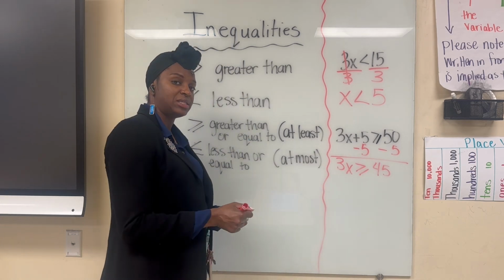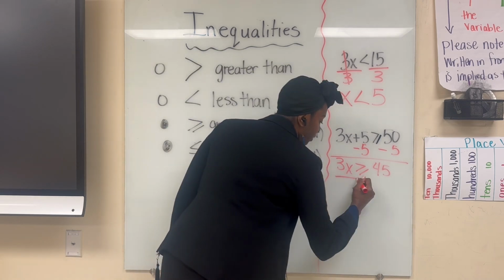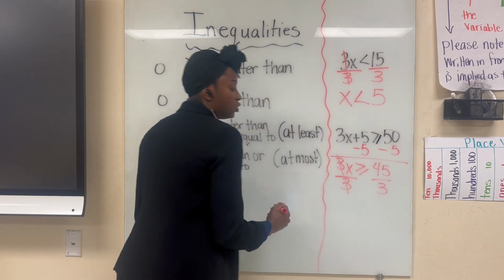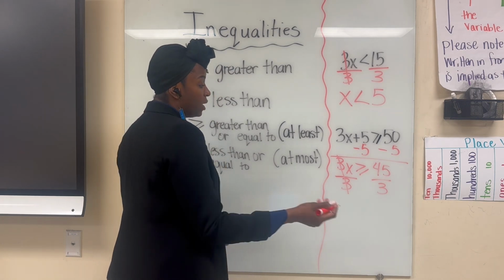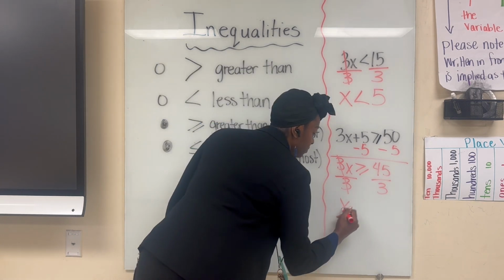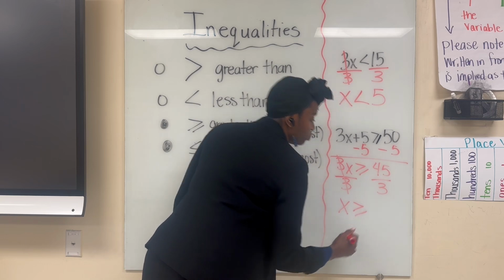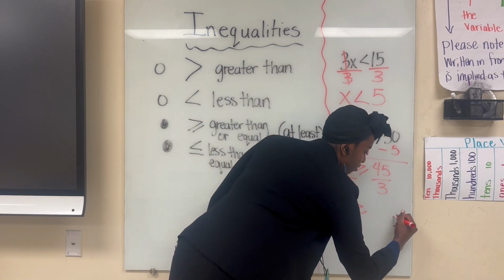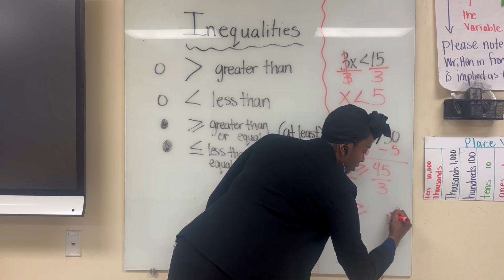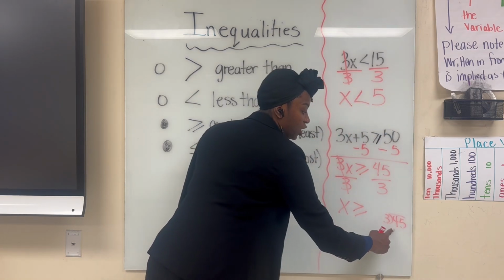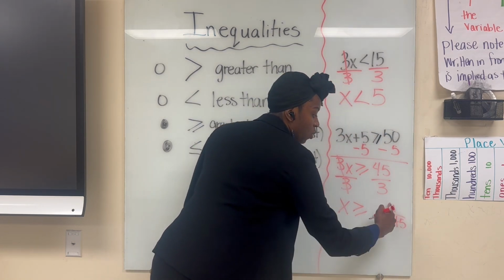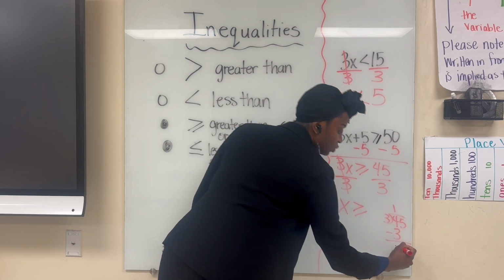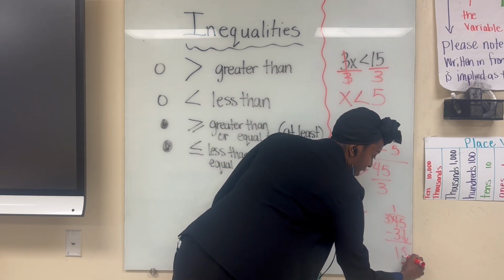We have one more step, and that is to divide by 3 on both sides. Once again, it cancels out because it becomes 1, and 1 times x is x. X is greater than or equal to 45 divided by 3. We can do the math on the side if you don't know it automatically. 3 can go into 4 one time. 1 times 3 is 3. 4 minus 3 is 1. And we will bring down the 5.